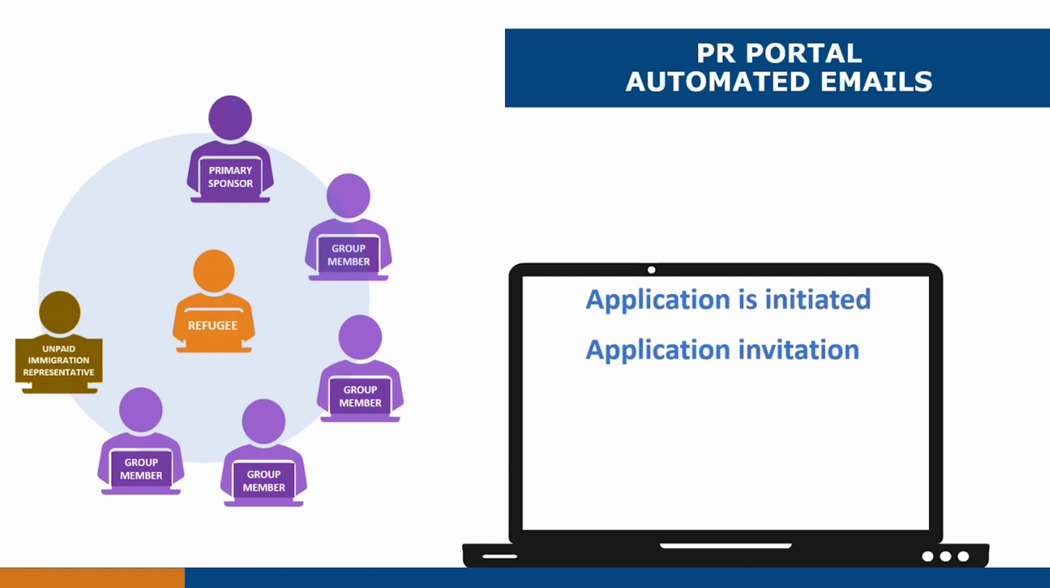If, however, it was a paid immigration rep who has initiated the application as a representative of the sponsorship group, then they are required to invite the primary sponsor when they initiate the application. So the sponsor will get an invitation notifying them they have been added to the application. In this case, the primary sponsor has the option to access the portal to view or edit the application.